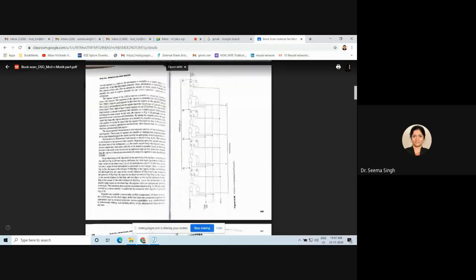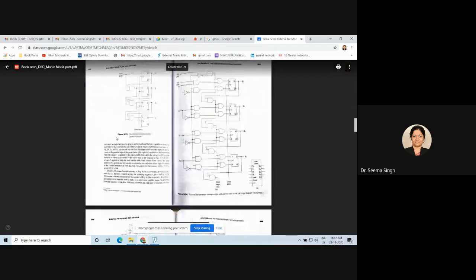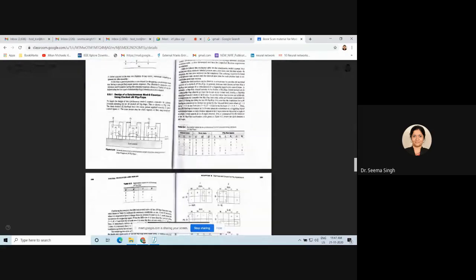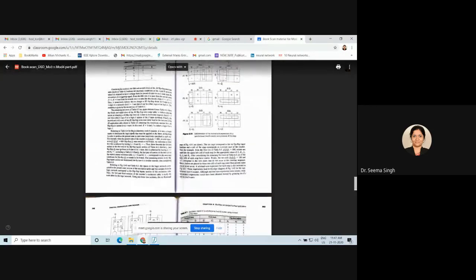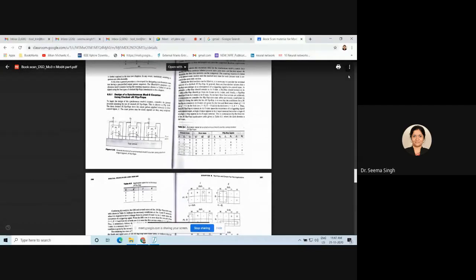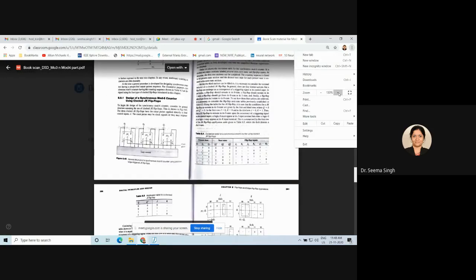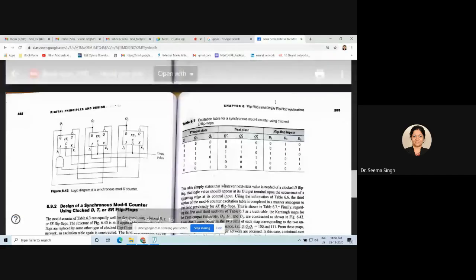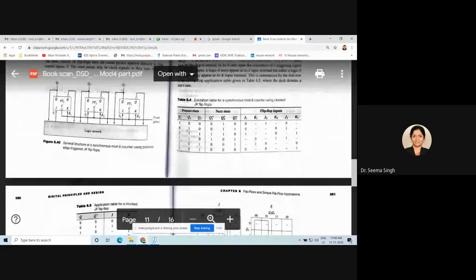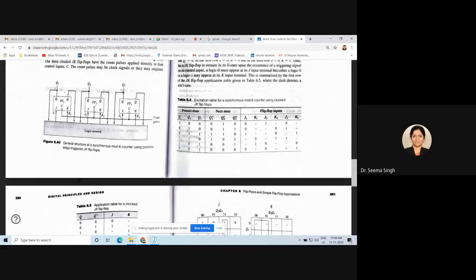Okay, so you remember you had made this truth table on your own, this excitation table. In this excitation table, are you able to see the screen with the excitation table? See, in this excitation table, only 6 states are coming, no? Which we had designed in the last class.